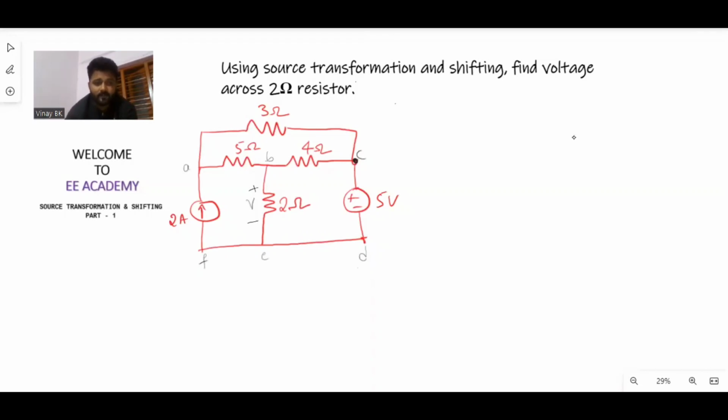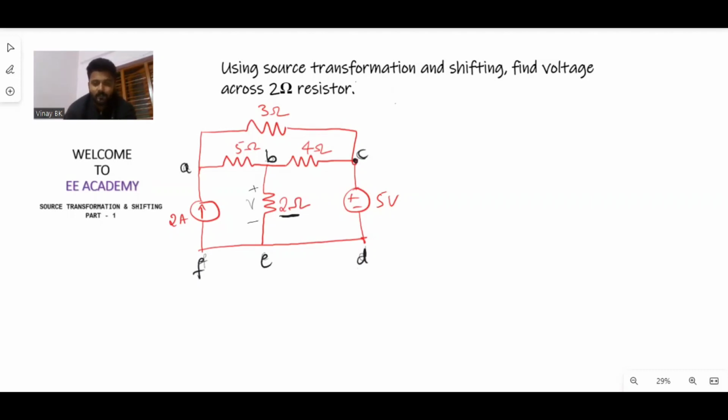Just observe here, they are given: using source transformation and shifting, find the voltage across the 2 ohm resistor. This is the circuit diagram. They have not given any node names, so I am just giving them for your reference as A, B, C, D, E, F.